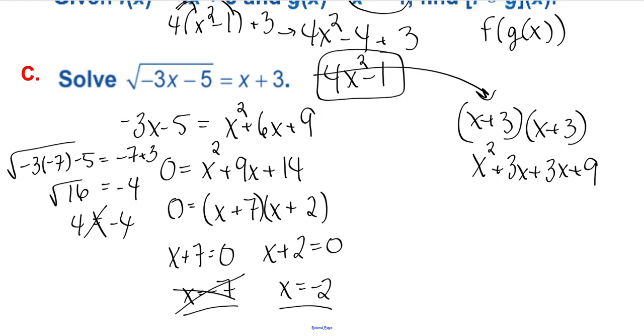Let's try the other one. So I'll try that one over here. So negative 3 times negative 2 minus 5 underneath the square root equals negative 2 plus 3. So we get a positive 1 on the right.